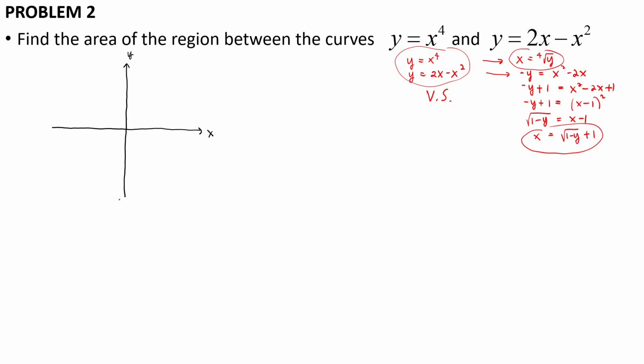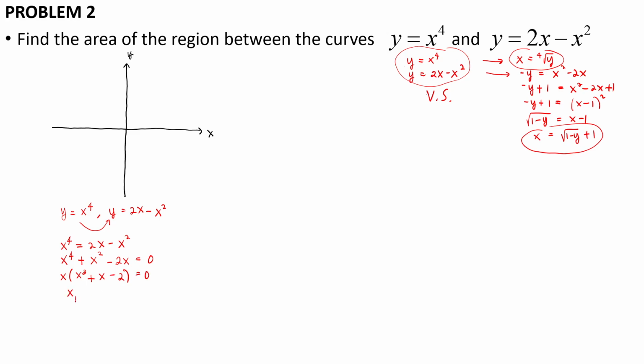So in doing so, let's try to determine first the point of intersection. So y equals x to the power of 4, and y equals 2x minus x squared. So plugging in your first equation into the second equation, you now have x to the power of 4 equals 2x minus x squared. Then grouping them together on the left side, you have x to the power of 4 plus x squared minus 2x equals 0. So finding the roots, we can factor out 1x. x times x cubed plus x minus 2 equals 0.